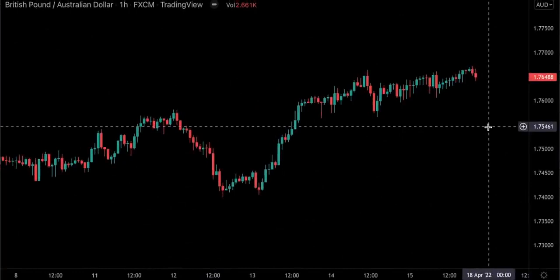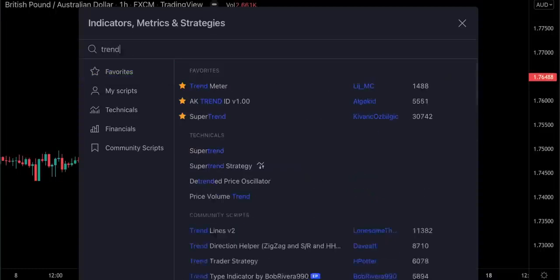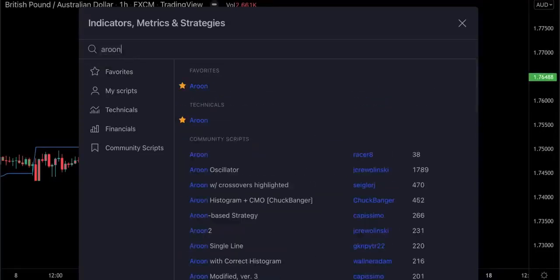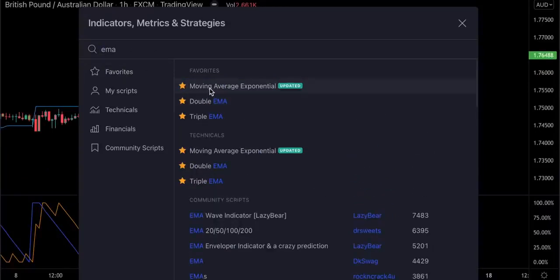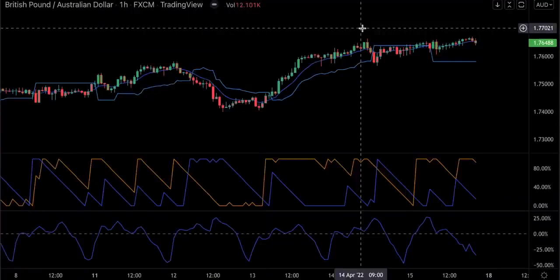For our backtesting, we're going to use Pound Aussie 1 hour chart, and now let's go ahead and add our indicators. So for our first indicator, we're going to use Trend Trader strategy, this one by H. Potter. For our second indicator, we're going to use Arun, this one right here. Next indicator we're going to use is going to be Exponential Moving Average, or EMA. And lastly, let's add a volume oscillator to our chart, this one right here.